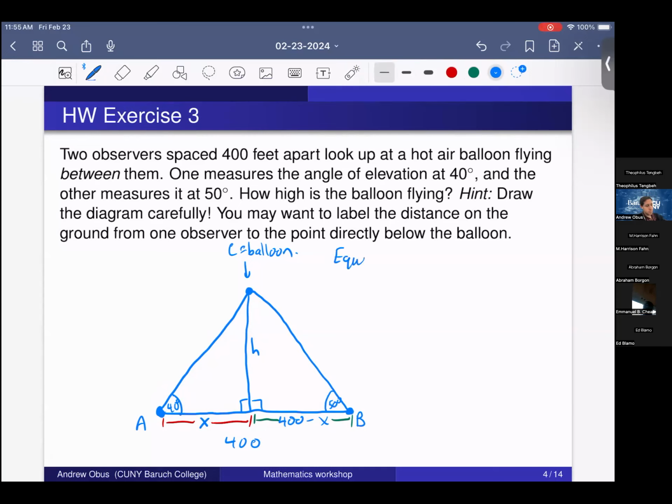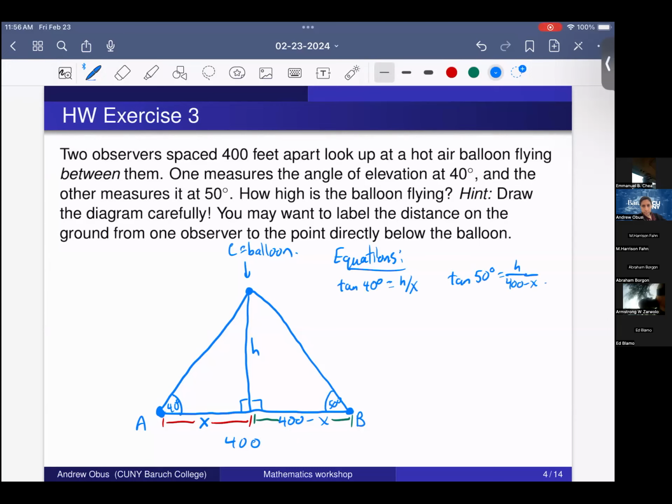Okay, so for the two angles, we can be looking at the opposite and the adjacent side. That is tangent, right? Yep. So you can use tangent, then we'll have two equations. Then at last, we can equate the two equations. So from point A, where we have the 40 degrees, we have tangent 40 degrees equal to h over x. And at point B, we'll have tangent 50 degrees equal to h over 400 minus x. Right. 400 minus x. Good.